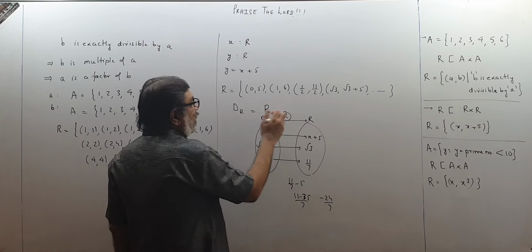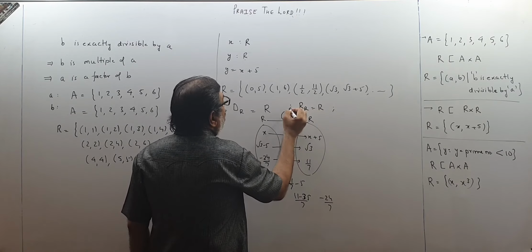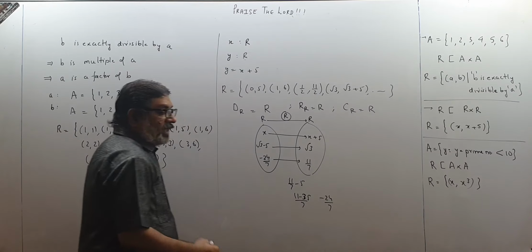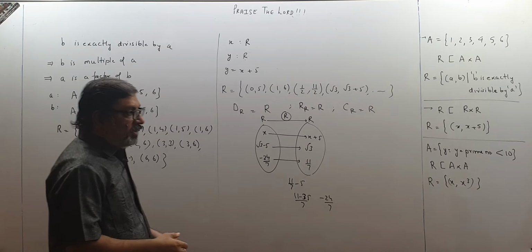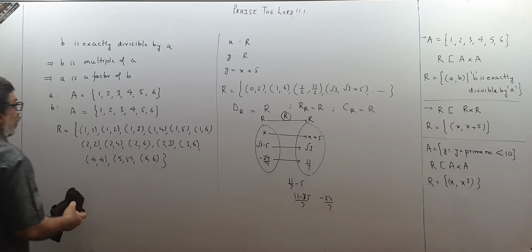So domain is R. What will be the range of the relation? That also will be R. And what is your codomain? Codomain is also R. Like this heading, children. Okay? Please pause and copy. I do the third one for you. Please pause and copy.